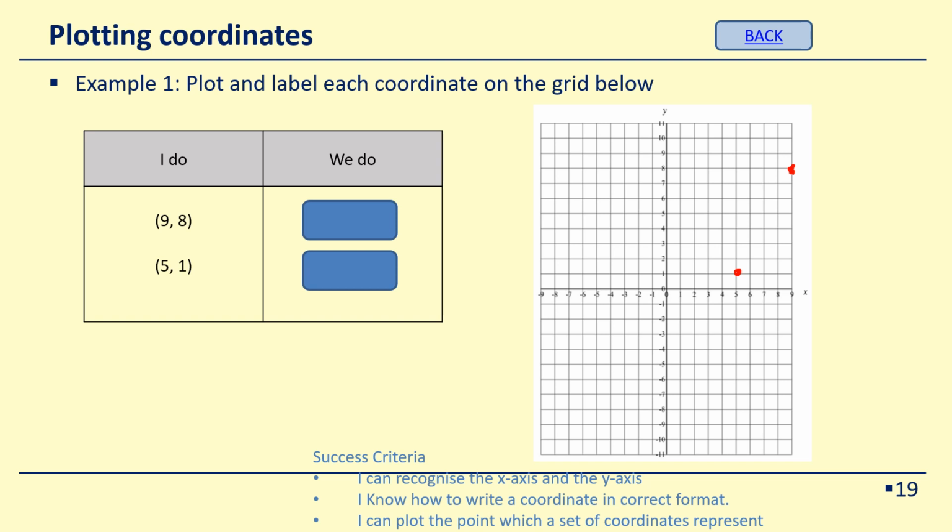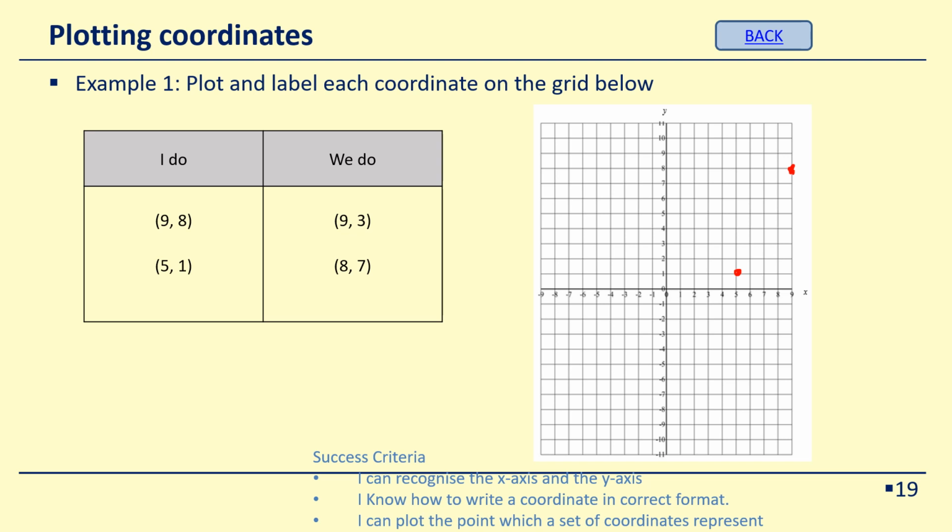Okay, so have a look at the diagram in front of you and think: where would (9, 3) go and where would (8, 7) go? So pause the video and just make sure you know where these would go. If you're at home and you don't have squared paper, just visualize it on the screen.